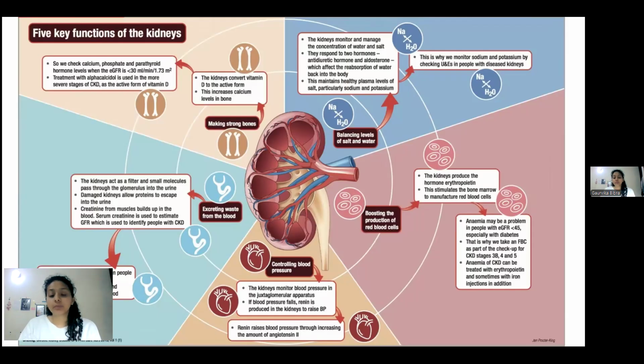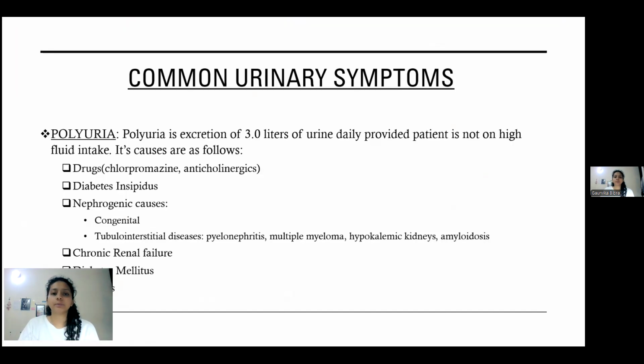Controlling blood pressure. The kidneys monitor blood pressure in the juxtaglomerular apparatus. If it falls, then renin is produced in the kidneys to raise the BP. Boosting the production of red blood cells by the secretion of hormone erythropoietin. It stimulates the bone marrow to manufacture RBCs. It balances levels of salt and water. They monitor and manage the concentration of water and salt, responding to two hormones, antidiuretic hormone and aldosterone, which affect the reabsorption of water back into the body.